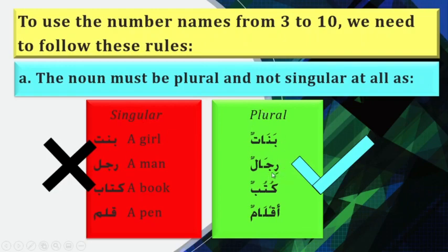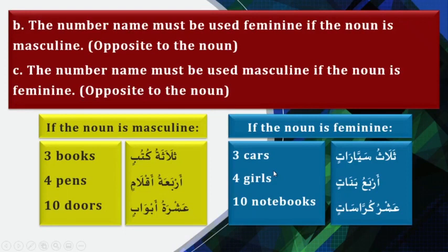Next rule is the number name must be used feminine. This is to be noted. The number name must be used feminine if the noun is masculine, opposite to the noun. And the number name must be used masculine if the noun is feminine, opposite to the noun. So now friends, you will understand more by these examples.